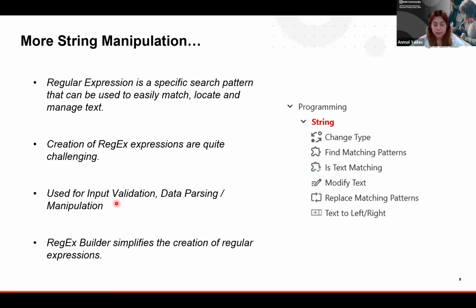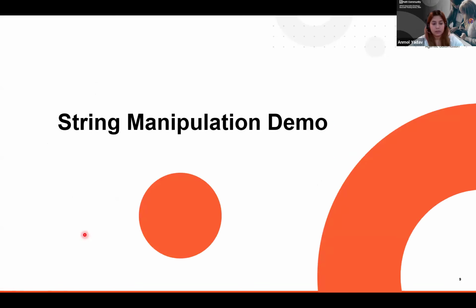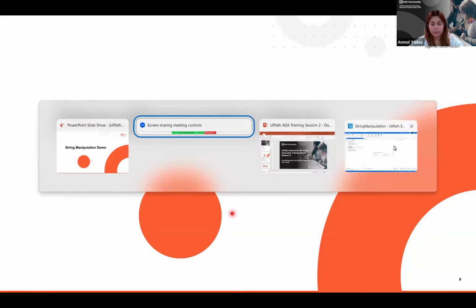So if the manipulation is not as easy and as straightforward as doing a substring or doing a replace, that's when you go with regular expression, because they involve a little advanced and complex expressions to be able to do any manipulation. And there comes a RegEx Builder, which can simplify the creation of regular expressions, which we'll see. So now I'm going to switch my screen towards the studio, wherein we will see all of this in action.